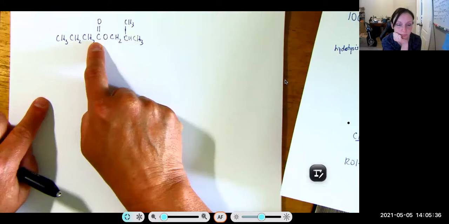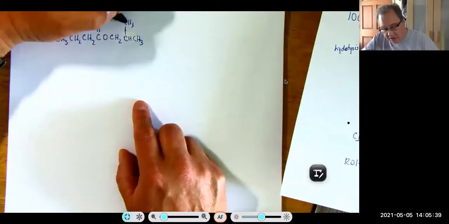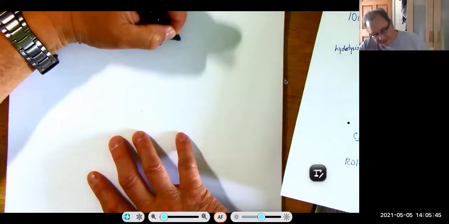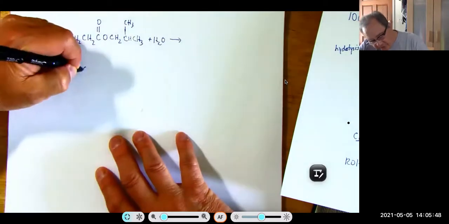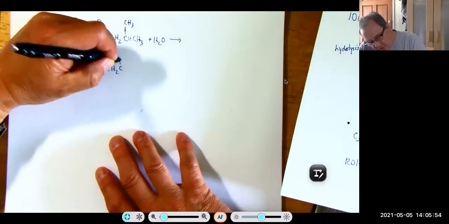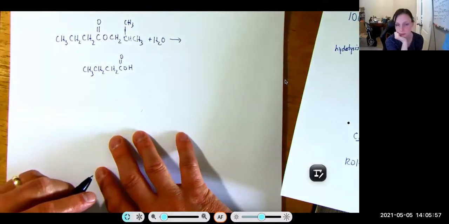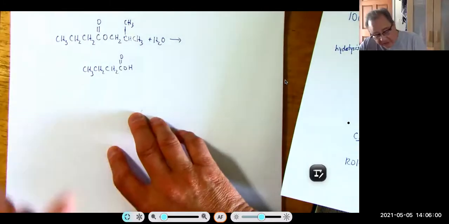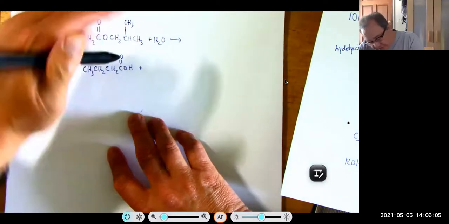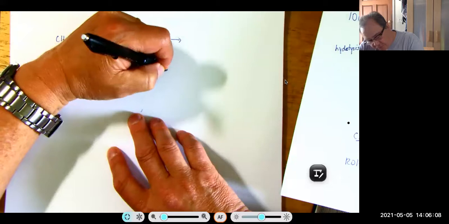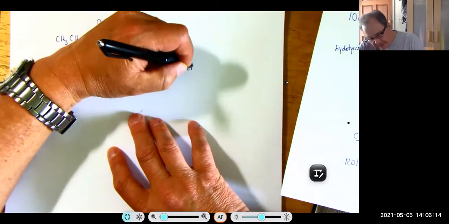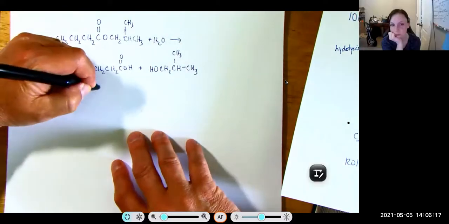Yeah. And I have 1, 2, 3, 4 carbons that's going to become my alcohol. Right. So when we add water and hydrolyze this, we get CH3, CH2, CH2, C double bond O, OH. So there's our carboxylic acid. And I'm going to put an H on that oxygen and CH2, CH, CH3, CH3. So this is the acid and this is the alcohol.